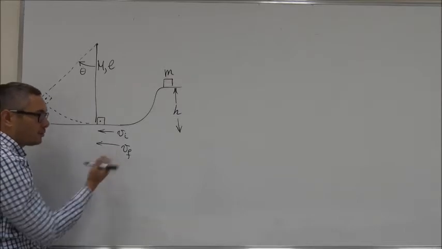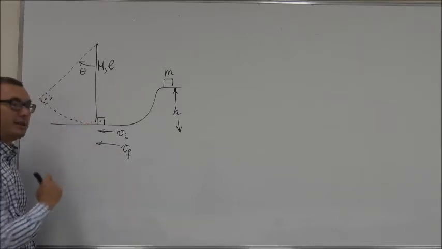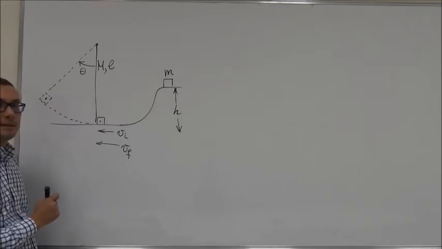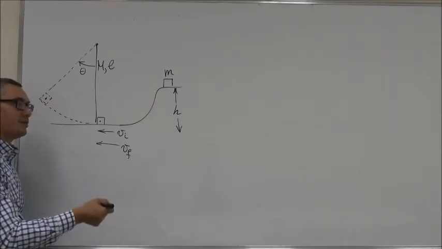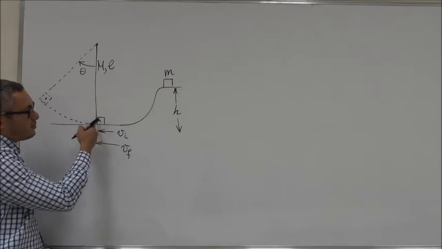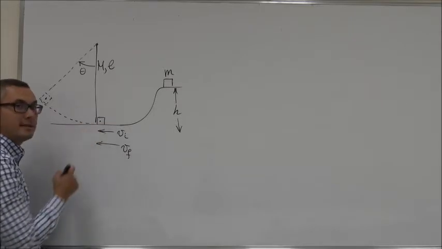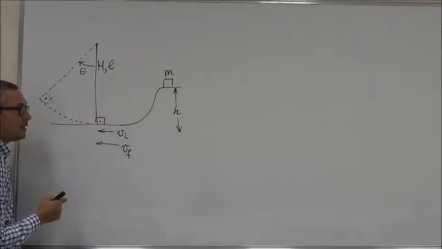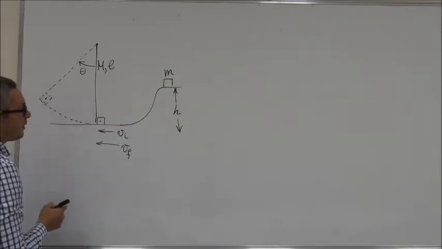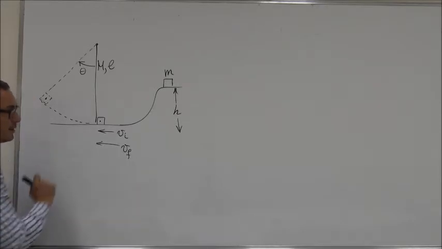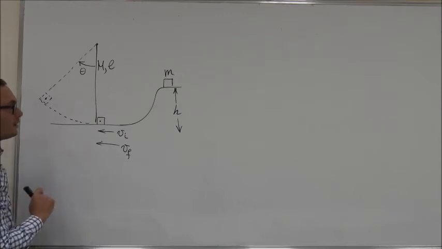The reason I have to specify this is because the collision here is inelastic. In other words, some of the energy is lost, and the energy is lost because the block sticks to the rod. So some of the kinetic energy of the block is lost. So again, v final is the velocity of the block right after the collision.